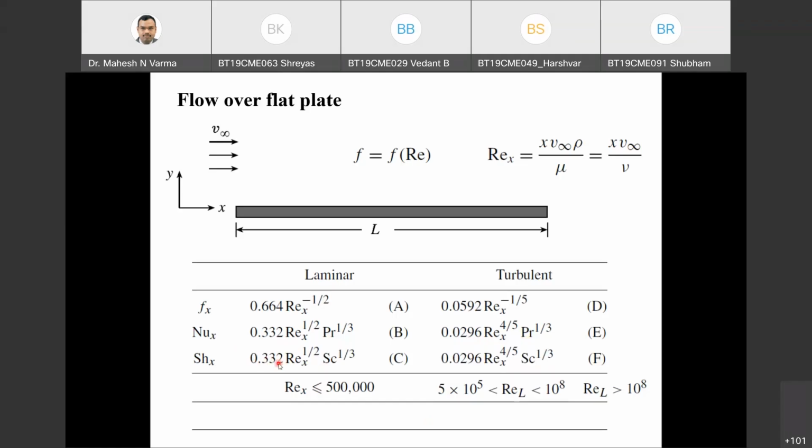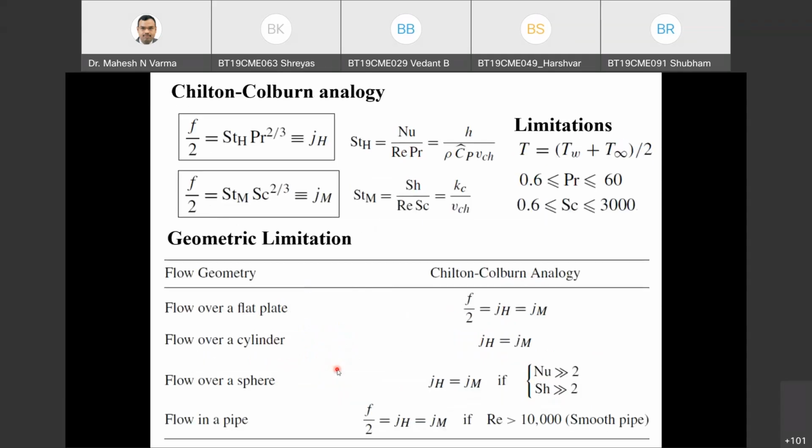It is the same 0.33 times Reynolds number raised to half, Schmidt number raised to one-third, and this 100 times. I told you that the Prandtl number in heat transfer is similar to the Schmidt number in mass transfer, so you just need to replace it. That logic you also don't know. If you cannot combine the information from these two slides, then what is the point in wasting your time taking transport phenomena?